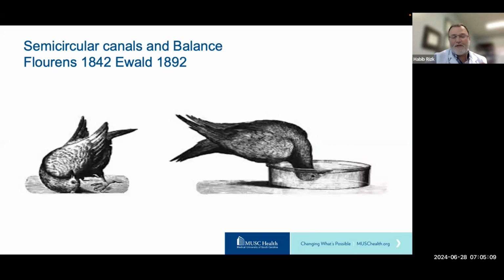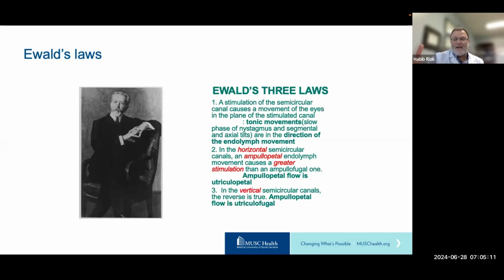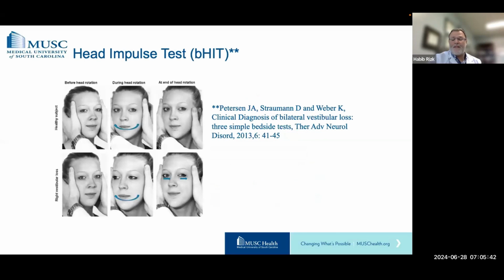The entire vestibular physiology is sustained by the three laws of Ewald that stipulate that a stimulation of the semicircular canal causes a movement of the eyes in the plane of the stimulated canal, where the movements of the slow phase of the nystagmus are in the direction of the endolymph movement. And in the horizontal semicircular canal, a flow of endolymph toward the ampulla causes a greater stimulation than a flow of endolymph away from the ampulla, whereas in the posterior and superior semicircular canals, the opposite is true.